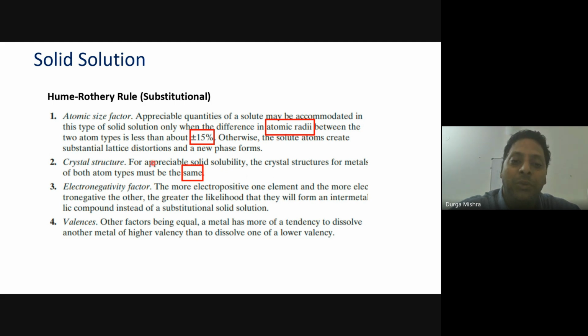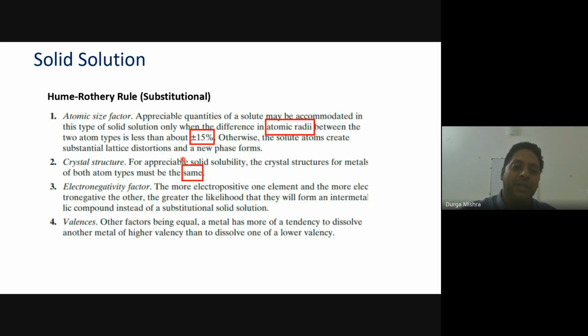Ideally, and most likely, the solid solution will happen only if both the atoms have the same crystal structure. Same means it should be FCC or BCC, not like a cubic. Both should be FCC, or both should be BCC, or both should be hexagonal HCP.